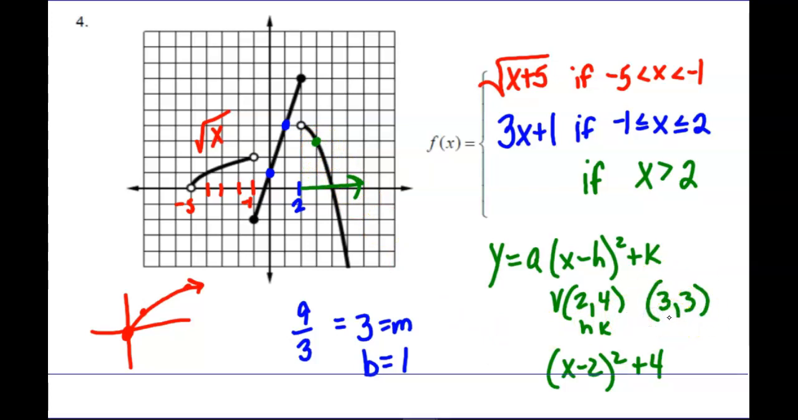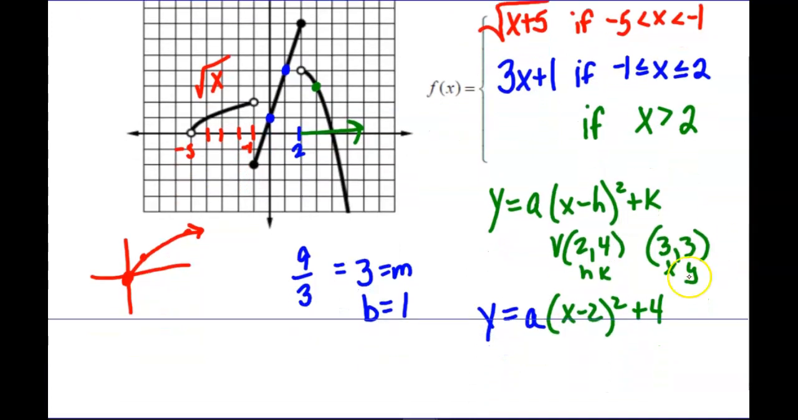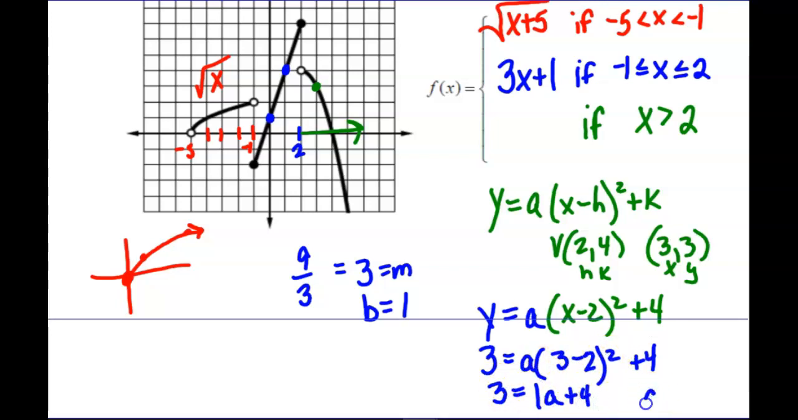If we wanted to plug in an ordered pair of 3, 3 for x and y to find our a the complicated way, I'm pretty sure you guys are right, it's just -1, but if we put in a 3 and we put in a 3 here, this would be 3 equals 3 minus 2 is 1, squared is 1, so we'd have 1a plus 4. If you subtract 4, you get -1. So it had a negative and an x minus 2. Yep.